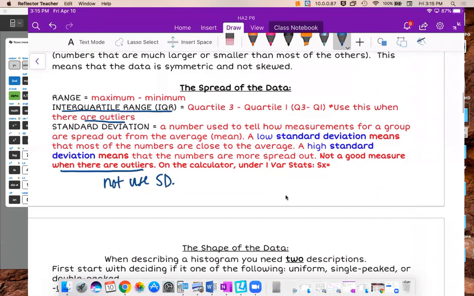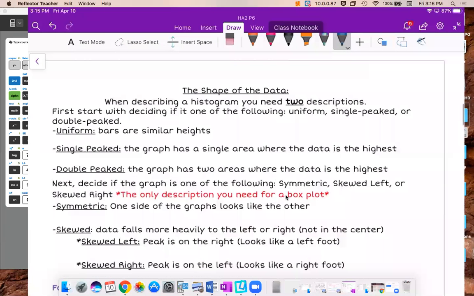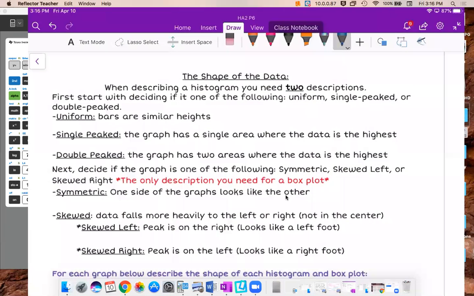Okay, the next thing we can do is talk about the shape of the data. When describing a histogram, you have to use two different descriptions. You have to first decide if it's uniform, single peaked, or double peaked. And then next you have to decide if the graph is symmetric, skewed left, or skewed right. When you're doing a box plot, these are the only descriptions you need. So you're definitely going to want to write these down.